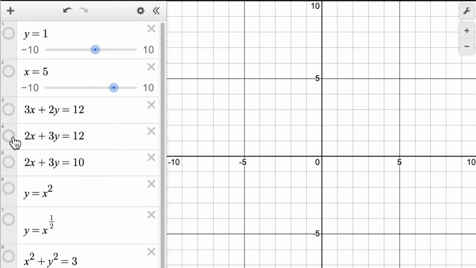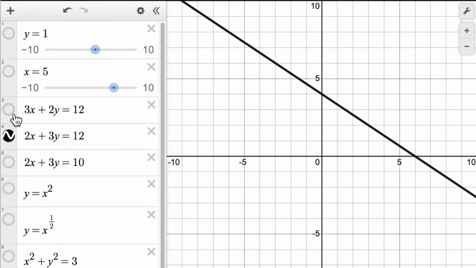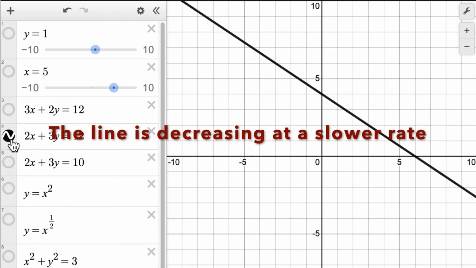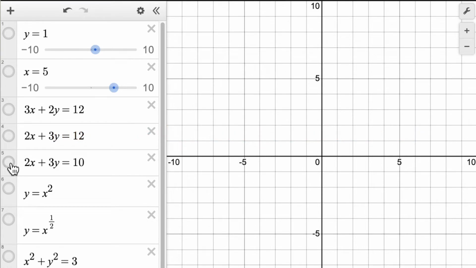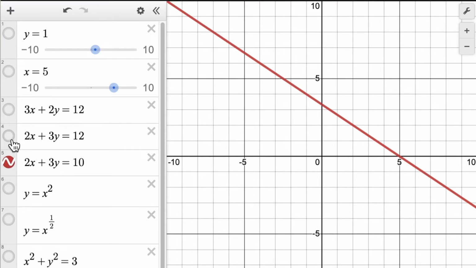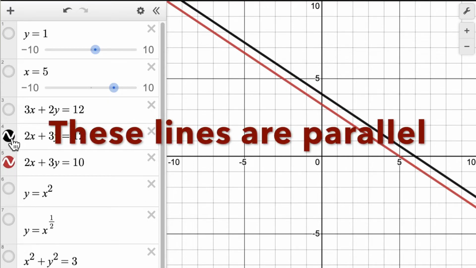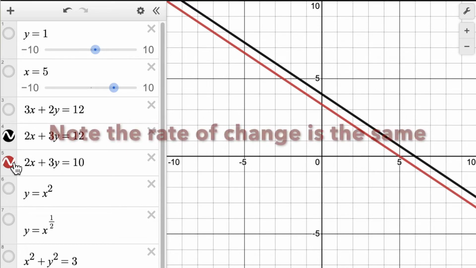Now, the fourth one is very different than the third one. The slant isn't as great, but it's still a negative slant. It's still a negative rate of change. The fifth one is very similar to the fourth one in terms of the rate of change or the slant, but the line appears to have moved.